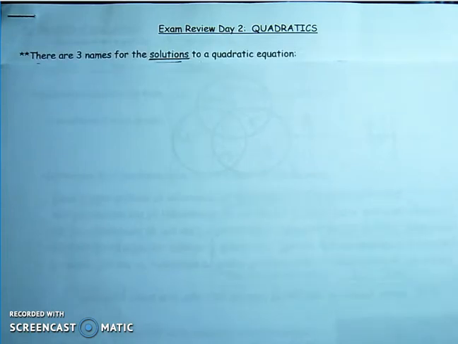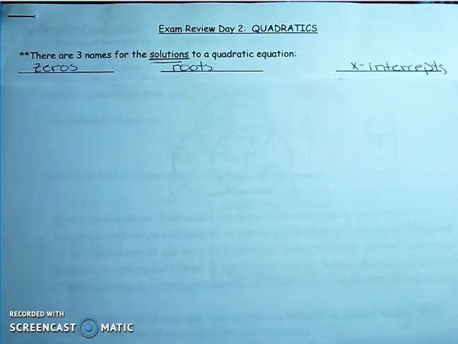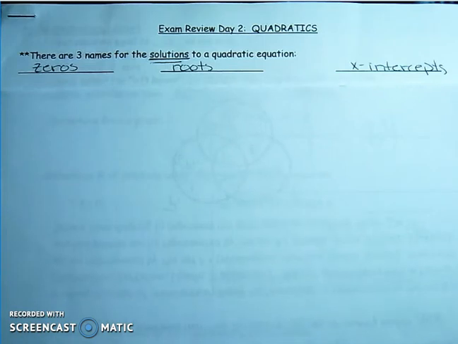Alright, day 2 is all about quadratics, so let's just dig on in. There are 3 different names for solutions to a quadratic equation: zeros, roots, and x-intercepts. All 4 of those words will be used on your state exam and county exam to make sure you understand that they mean the same thing. So zeros, roots, x-intercepts, solutions, all of those are the same exact answer.